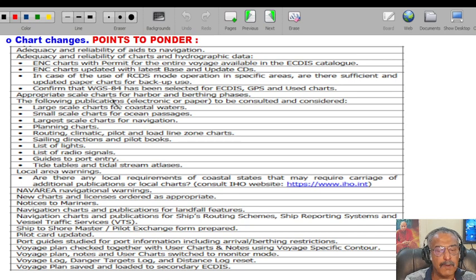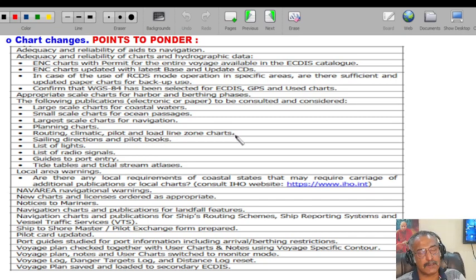The following publications, that is electronic or paper, are to be consulted and considered. That is large scale charts for coastal areas, coastal waters, small scale charts for ocean passages, larger scale charts for navigation, planning charts, routing chart, routing climate, pilot and the load line zone charts.